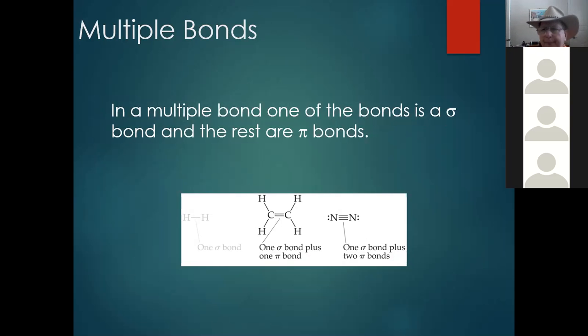Always, this is what happens all the time. If you have a single bond, that's just 1 sigma. A double bond, that's a sigma and 1 pi. A triple bond, a sigma and 2 pi bonds.